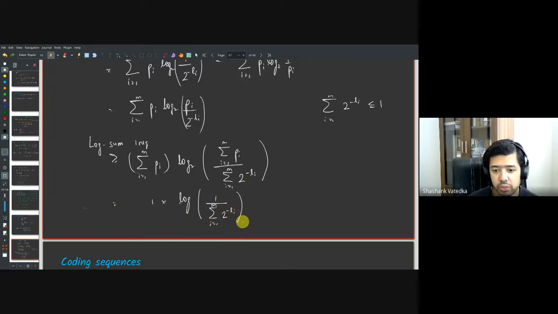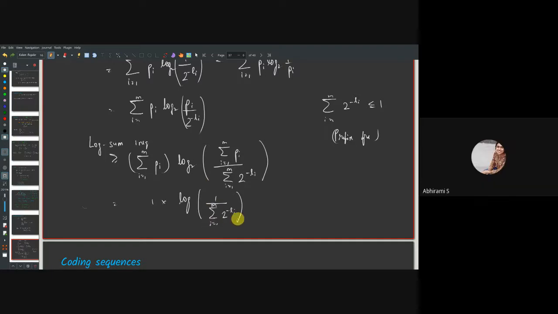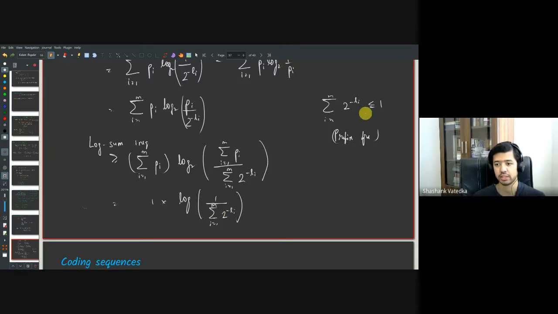So what can you say about this quantity? You know that summation i equal to 1 to m of 2 to the minus li is less than or equal to 1 since the code is a prefix-free code. So this is prefix-free and Kraft's inequality, right? So what can you say about log 1 over summation of 2 to the minus li? It's positive, right? So this summation is less than or equal to 1, so 1 divided by it is greater than or equal to 1. So this is greater than or equal to log 1, which is 0.